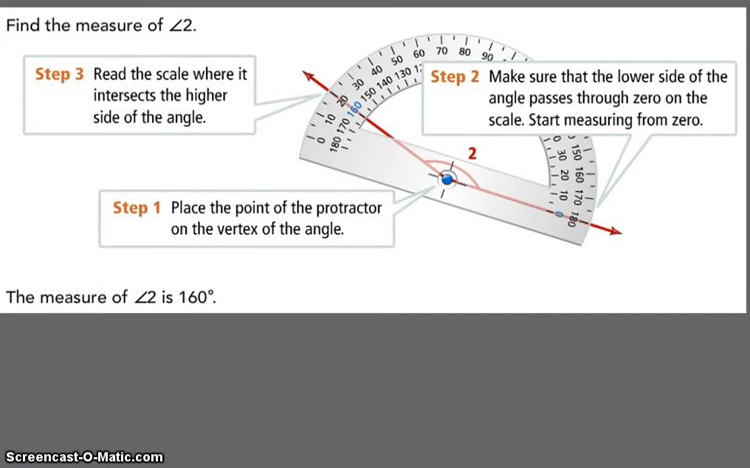Angle 2. Step 1, place the vertex in the opening. Step number 2, make sure that the lower side of the angle passes through 0 on the scale, and we're going to start measuring from 0. Step number 3, we read the scale where it intersects the higher side of the angle. In this case, the measure of angle 2 crosses at 160 degrees.